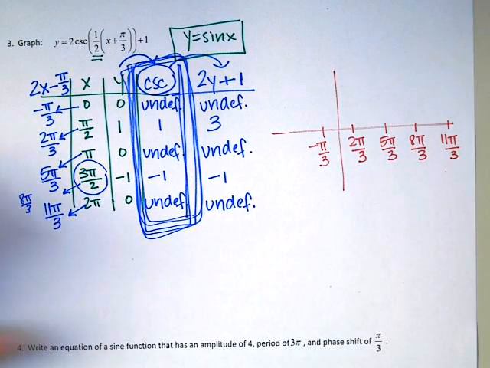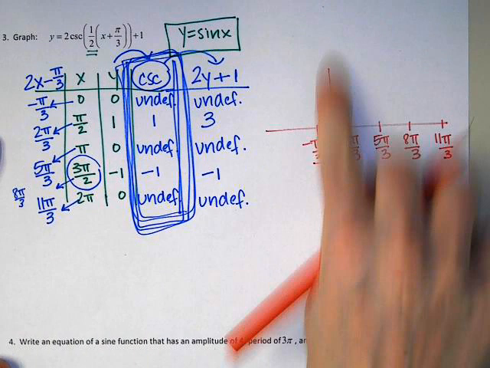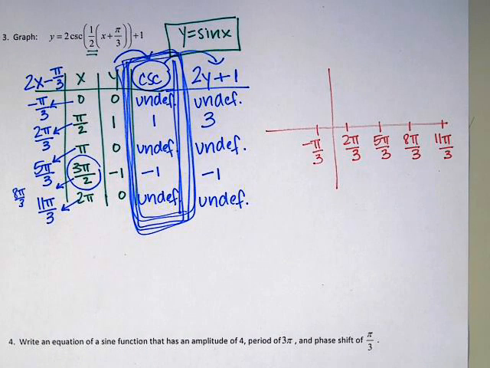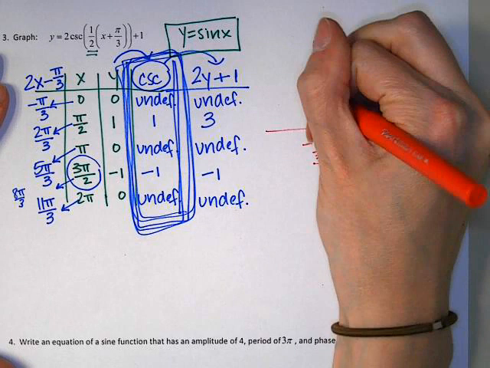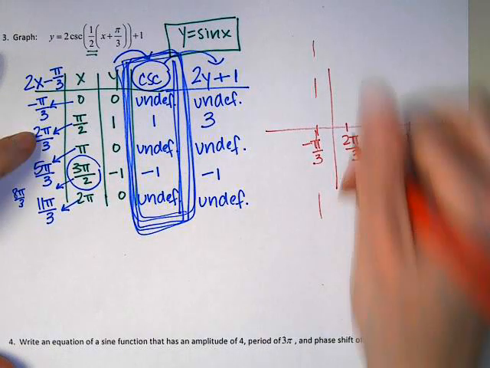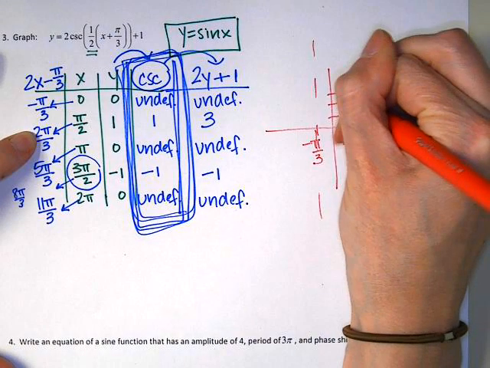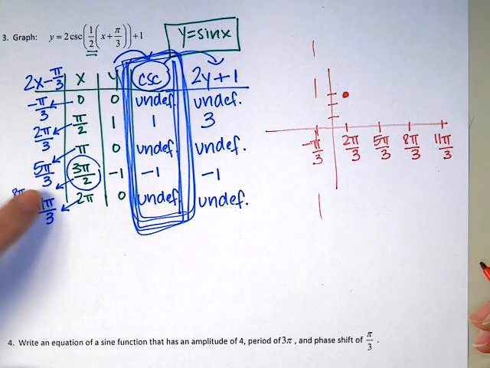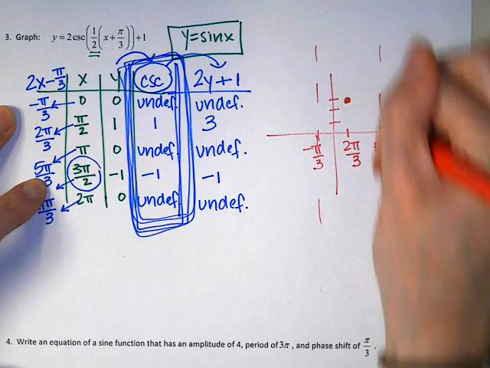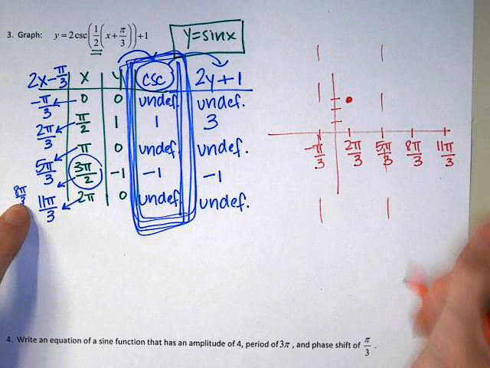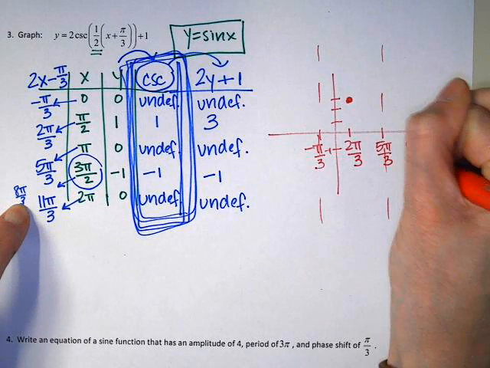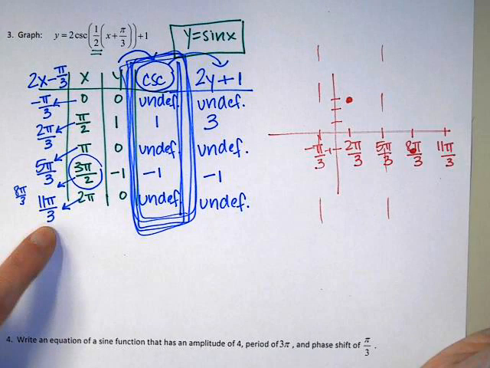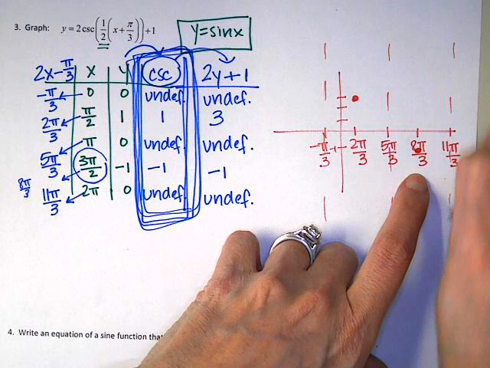All right, those are our 5 key points. Not 0 this time. We actually bypass 0. Okay, so this is the asymptote. This one's up at 3. Oh my gosh, this one's an asymptote. This one's at negative 1. And this one is the other asymptote.